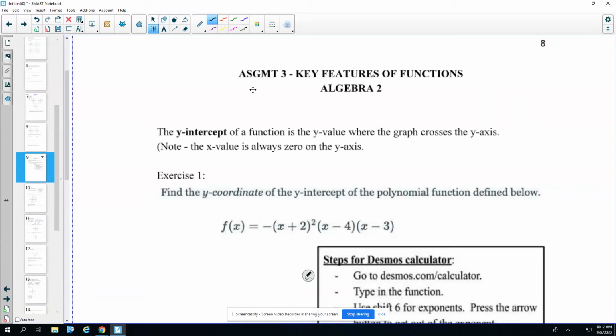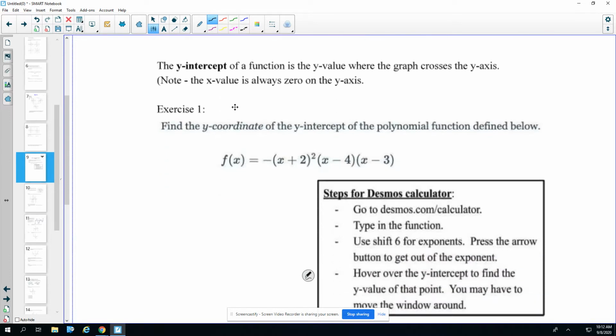Okay, so this video is on assignment 3, which is on page 8 in your packet, and it's on the key features of functions. So the first feature of a function we're going to look at is the y-intercept. This problem, and each of these is taken from Delta Math, just like the video that Ms. Morrow made. It says find the y-coordinate of the y-intercept of the polynomial function defined below.